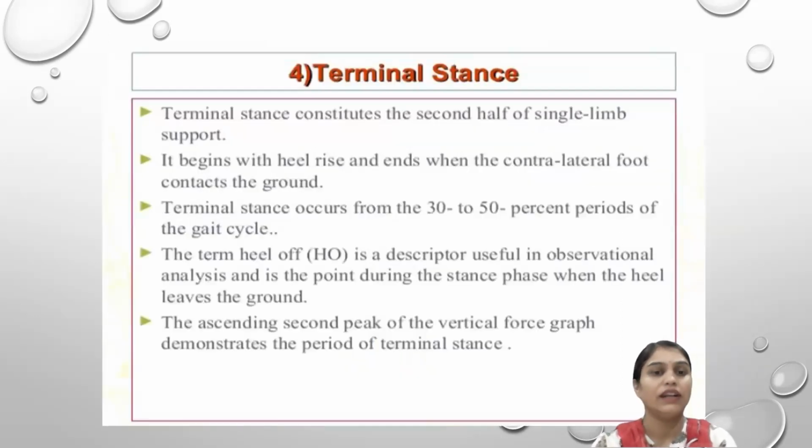Terminal stance. Terminal stance constitutes the second half of single limb support. It begins with heel rise and ends when the contralateral foot contacts the ground. Terminal stance occurs from the 30 to 50% period of the gait cycle.